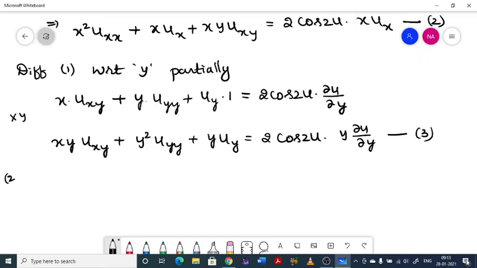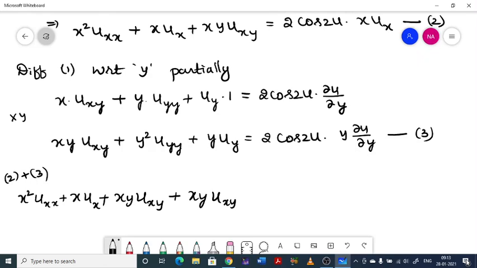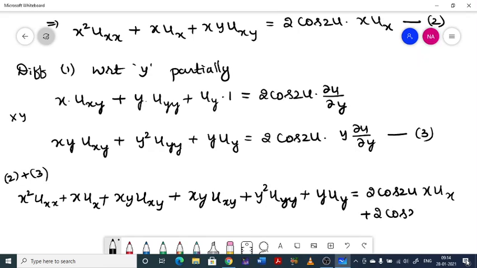So adding 2 and 3, we will be getting, left hand side I am going to write x square u double x plus x ux plus xy uxy plus, now write the left hand term of equation 2, xy uxy plus y square u double y plus y uy equal to the right hand side of equation 1, 2 cos 2u x ux plus 2 cos 2u y uy.